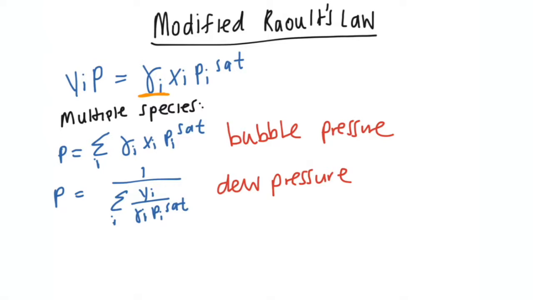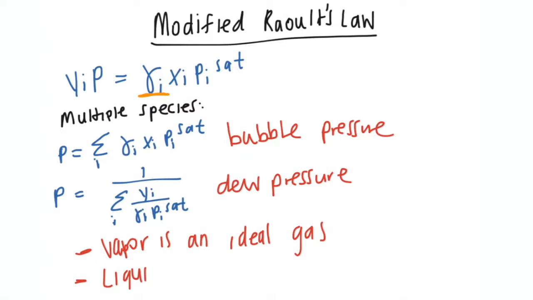All right. So when am I using modified Raoult's law? Well, you need two things. The vapor is an ideal gas, so you're going to have to look for that being written somewhere in your problem. And you're also going to have to look for the liquid is not ideal. So you're going to have to look for these two things in order to be like, okay, modified Raoult's law will apply to this specific problem.